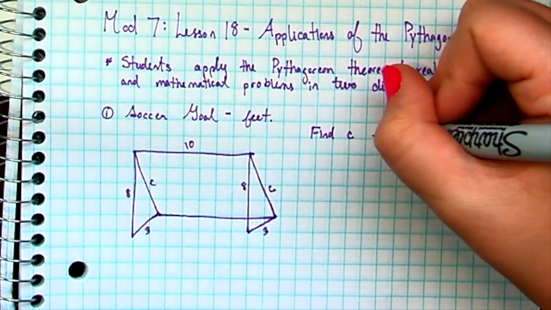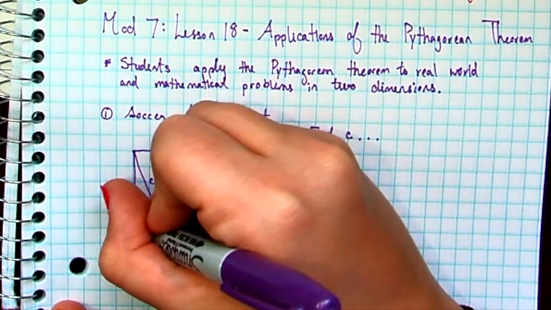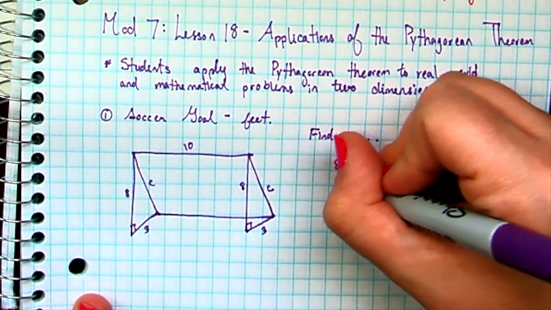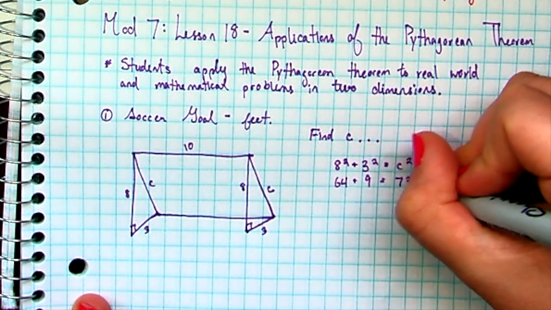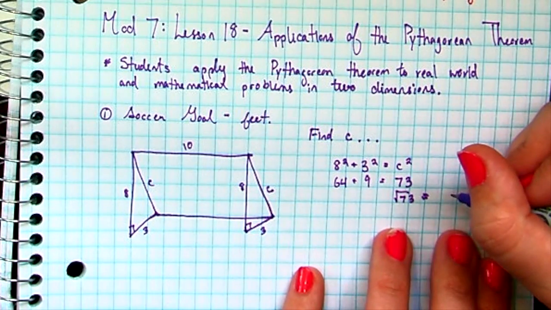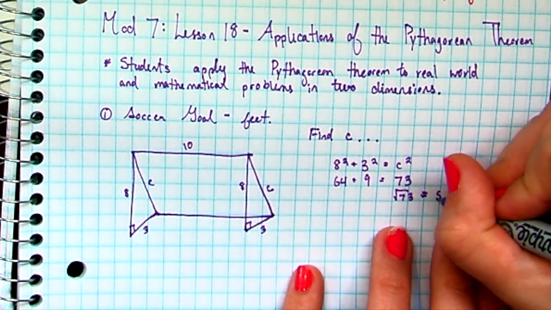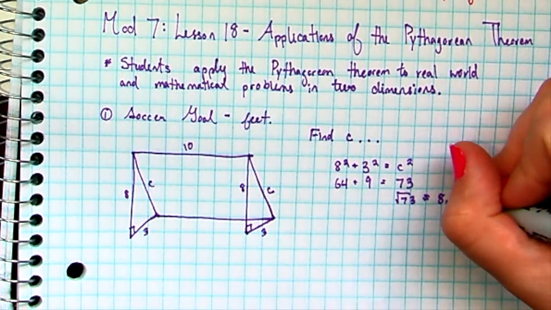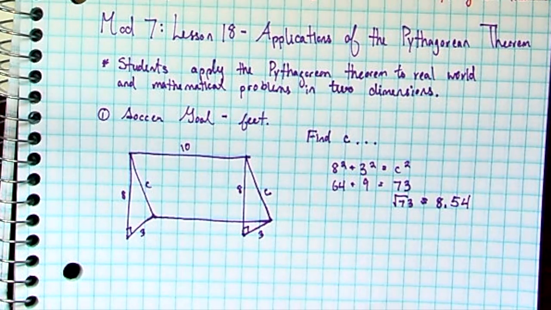What I want to do is find the length of C. Well, clearly I have a right triangle with legs of 8 and 3. So 8 squared is 64 plus 3 squared is 9 equals 73. The square root of 73 is approximately 8 point, let's look at our calculator, 8.54.